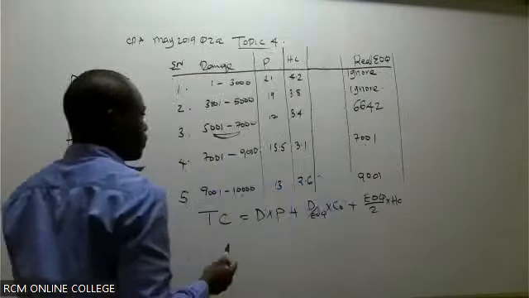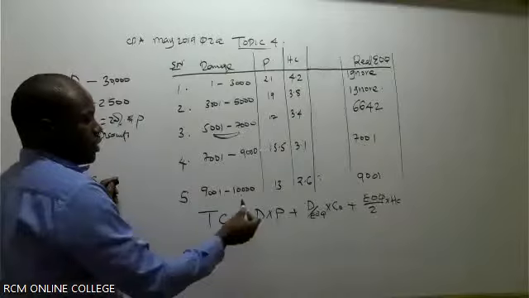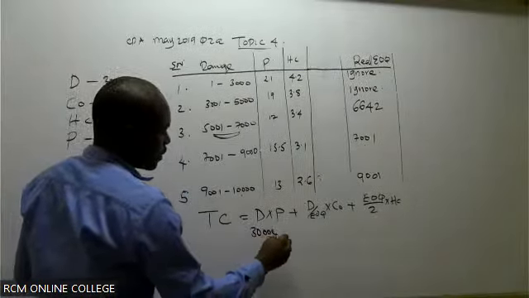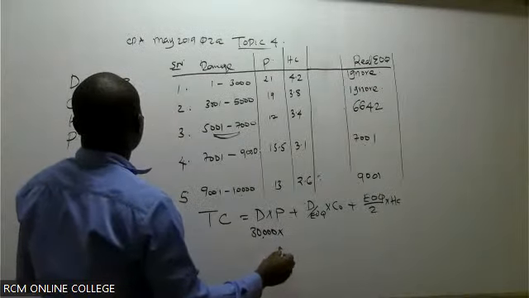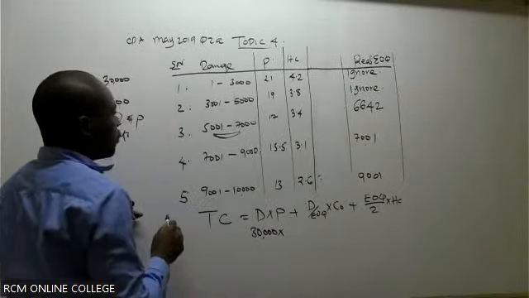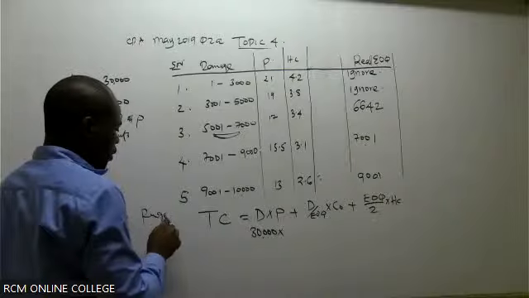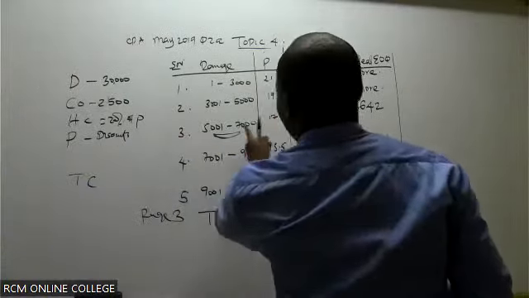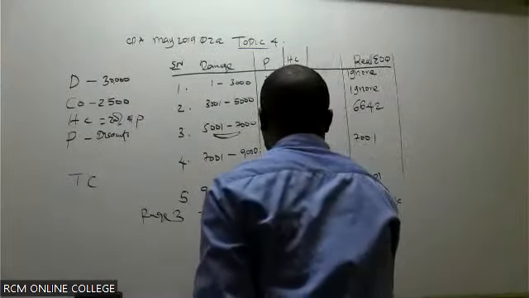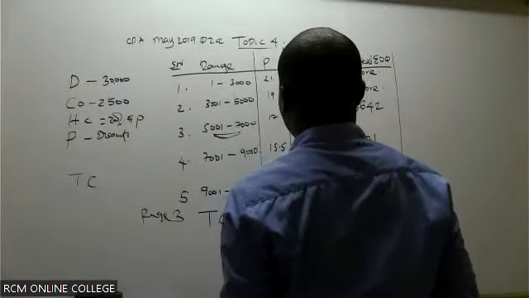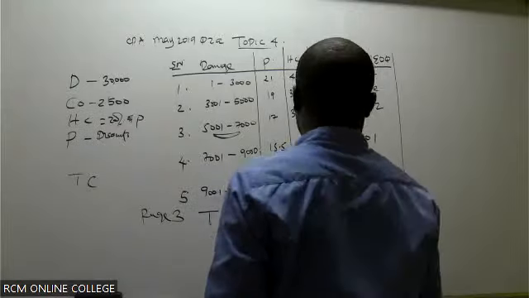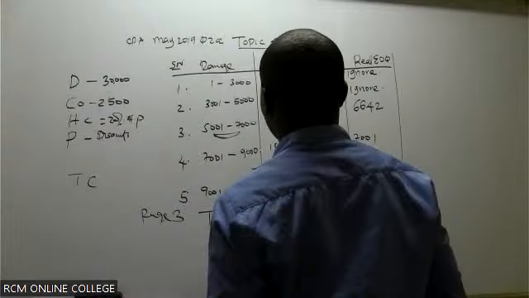Number 4. So what will I do? Demand has not changed, it's 30,000. So please give me this answer as we leave. Times purchase price. I'm dealing with range 3. What is the purchase price in range 3? Purchase price is 17, plus demand does not change, multiplied by, divided by economic order quantity.